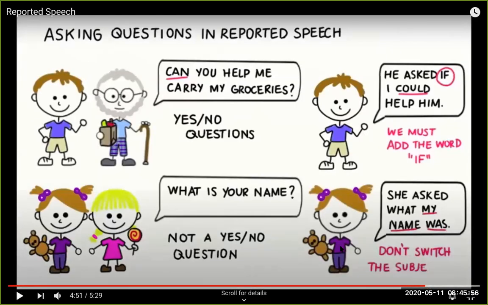Okay, just a reminder here. Don't switch the subject and the verb. This is the main thing here. We have to switch the subject and the verb in the question, but in the indirect question, it's like a declarative sentence. The subject is coming before the verb.